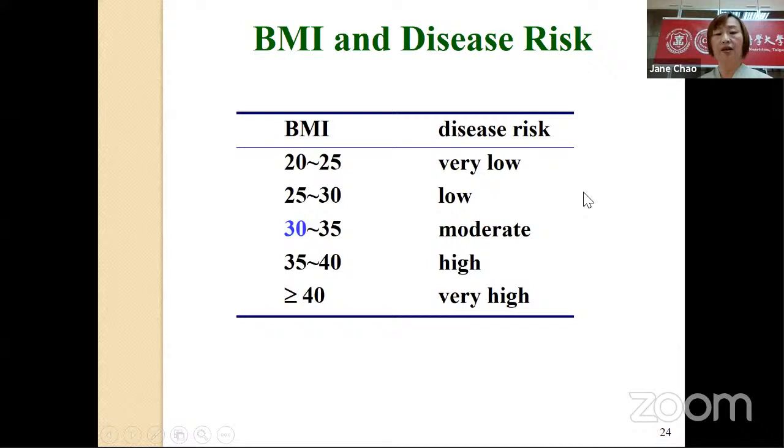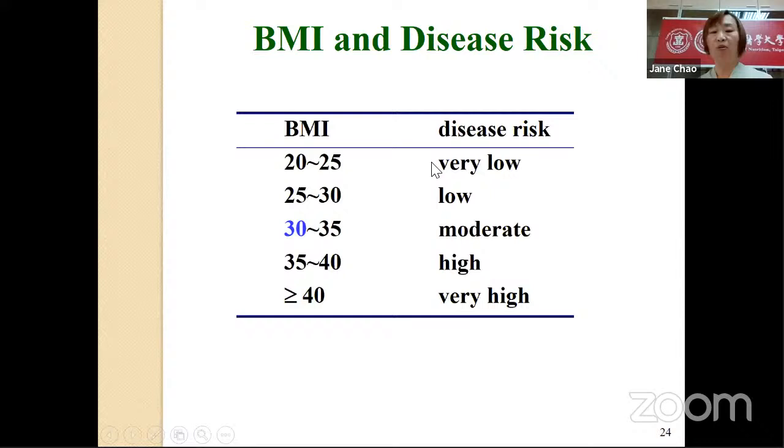Okay, so I just mentioned that the definition of a desirable BMI is related to disease risk. If you see the tables, a BMI between 20 and 25 indicates very low disease risk. If the BMI value is equal to or greater than 40, that means very high disease risk. How about a BMI value less than 20? Do they have very, very low disease risk or will they increase their disease risk? The answer is if the BMI is less than 20, they think it will increase disease risk.